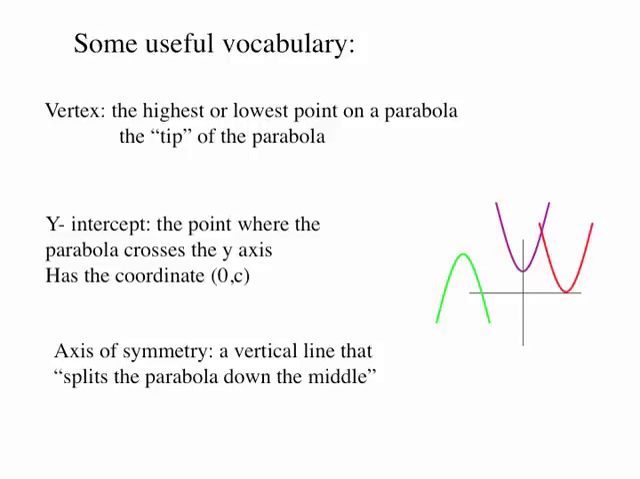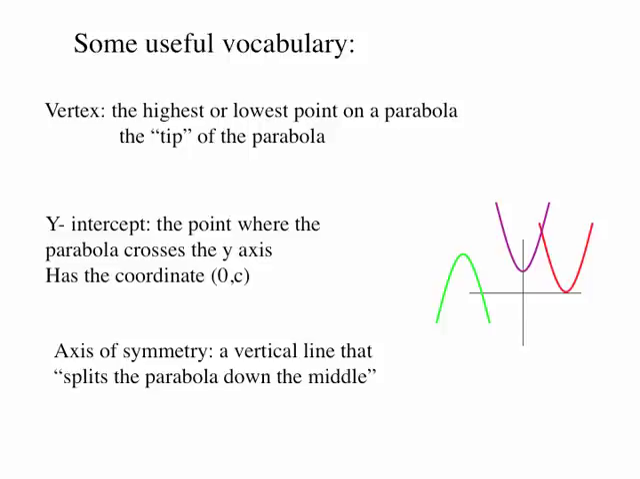The y-intercept for a parabola is the same thing as the y-intercept was for a line. It's the point where the parabola crosses the y-axis. And the coordinate of that y-intercept is (0, c). If your equation has the form y = ax² + c, c is the y-intercept.